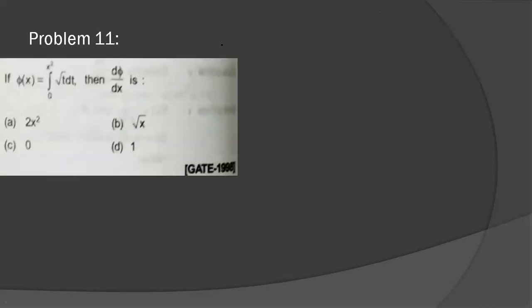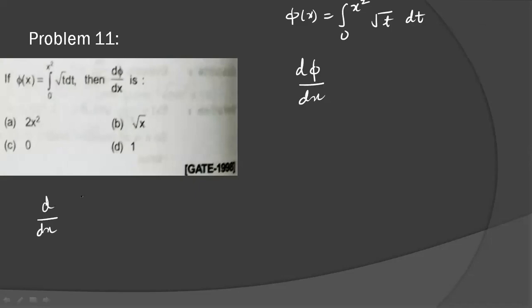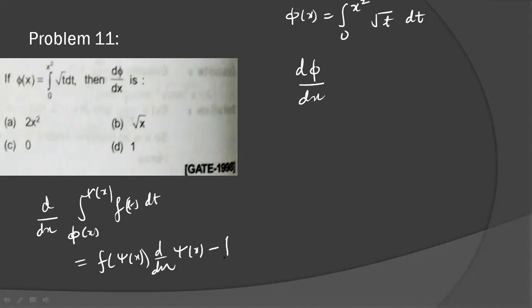In the 11th problem, we have phi of x as integral 0 to x square root t dt. Then what will be d phi over dx? Use the Leibniz rule. I told you the differentiation of integration. If the limit is in the form of phi x to psi x f of t dt, then what is the rule? You put the upper limit in the place of t, times differentiation of the upper limit, minus put the lower limit in the place of t, times differentiation of the lower limit. I have discussed this property in lecture 21b and also in lecture 15, the limit chapter.